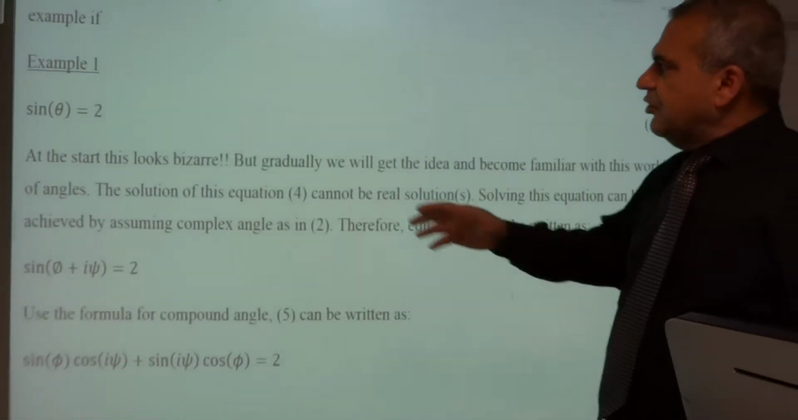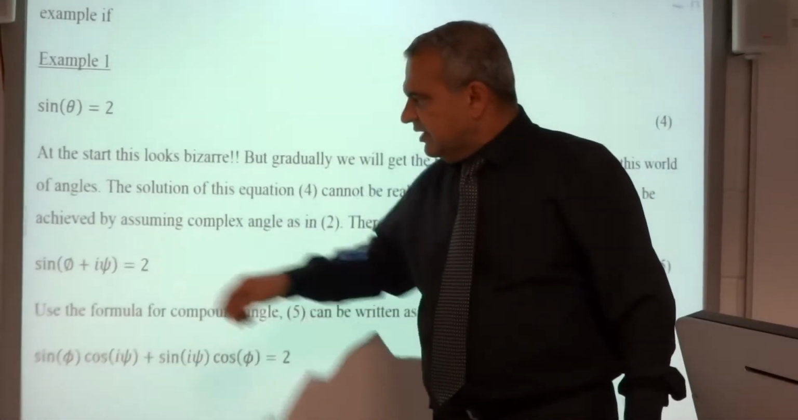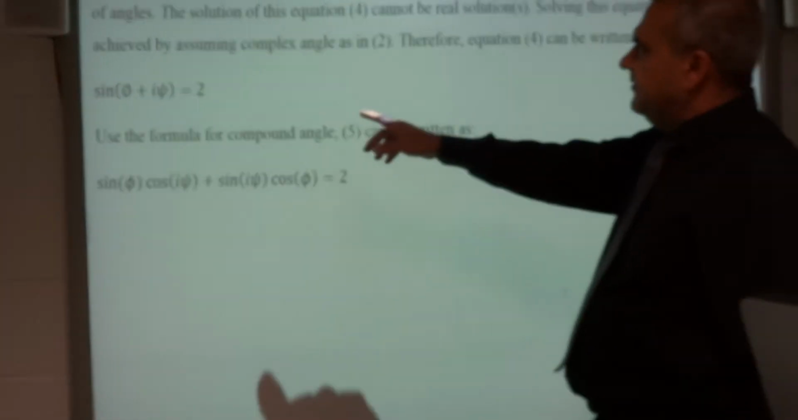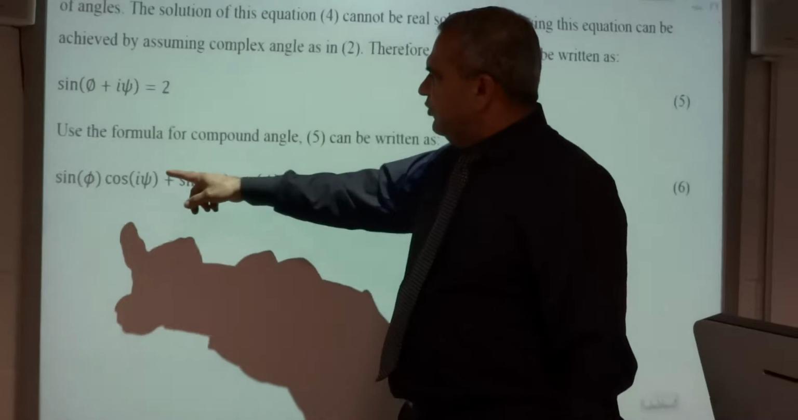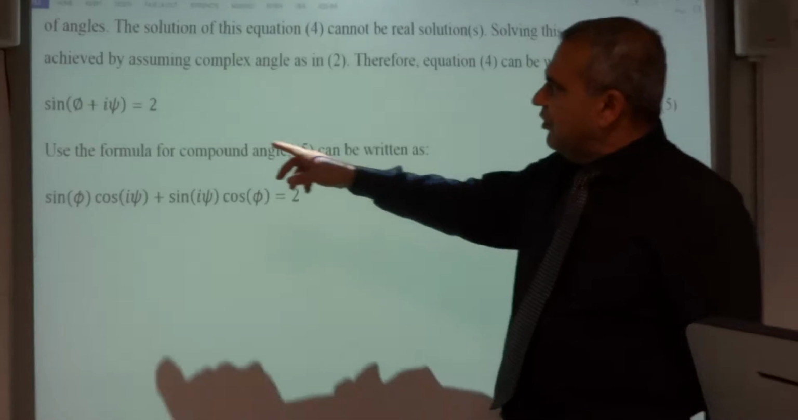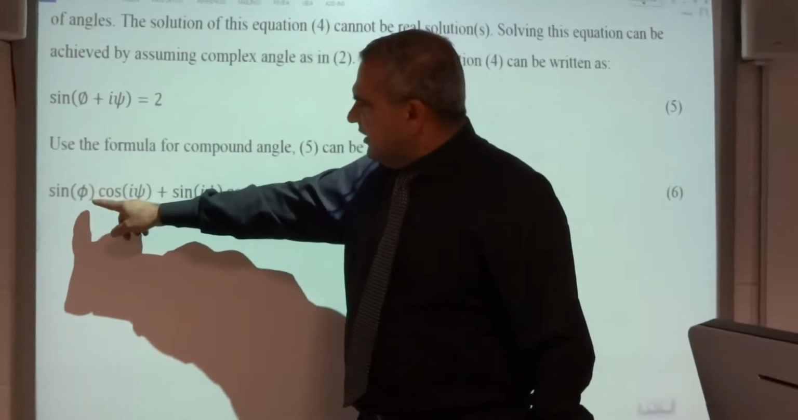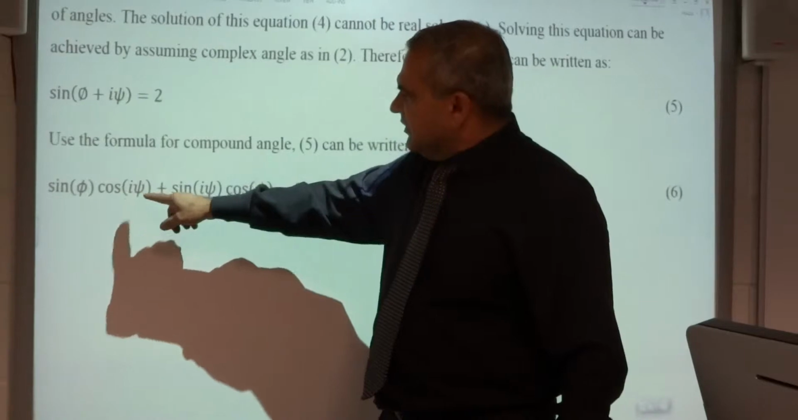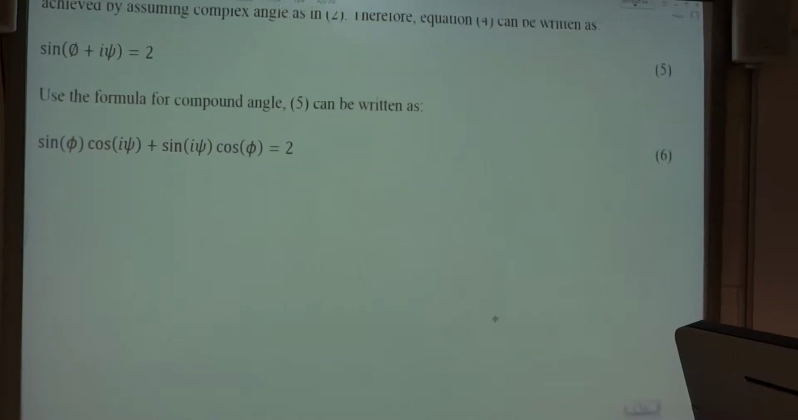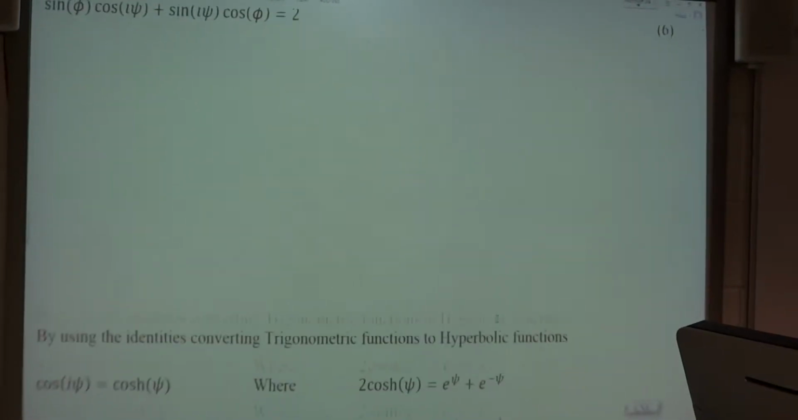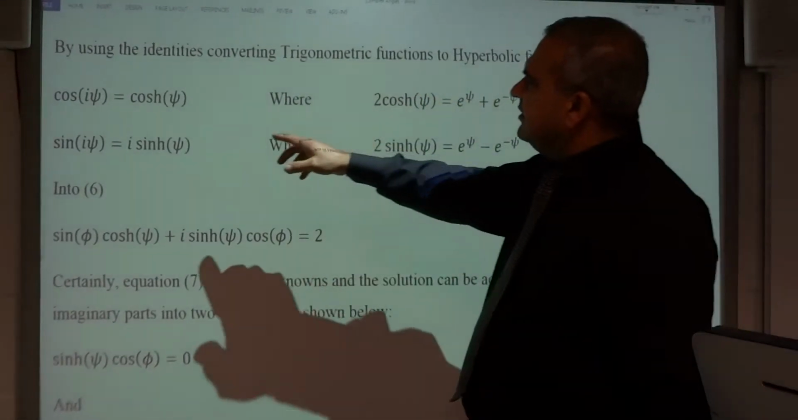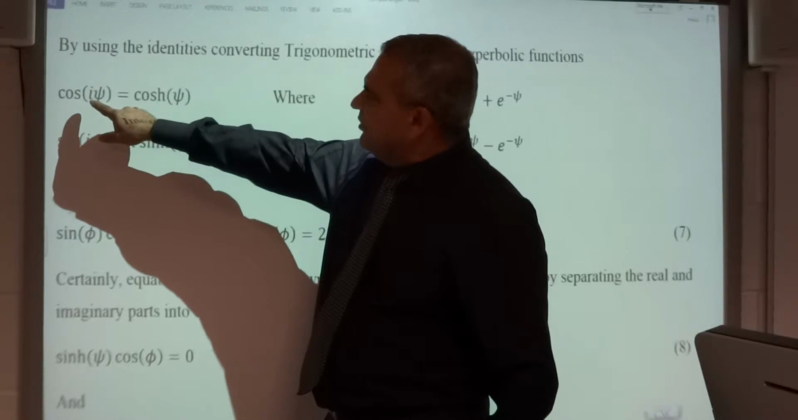Sine of a real angle cannot be equal to 2, so what we normally do is assume the complex format, in which theta is phi plus i psi. Sine of this is equal to 2. Then we expand this by using the sine of the sum of angles A and B: sine phi times cosine of i psi, and so on, equal to 2. So we have two unknowns here, but those two unknowns we can now solve simultaneously, by using some identities, which I think you are quite familiar with.